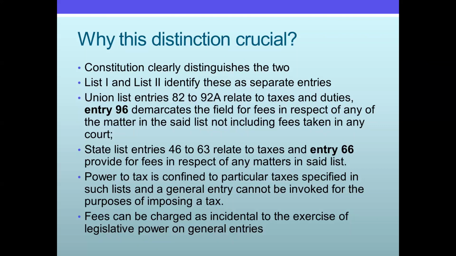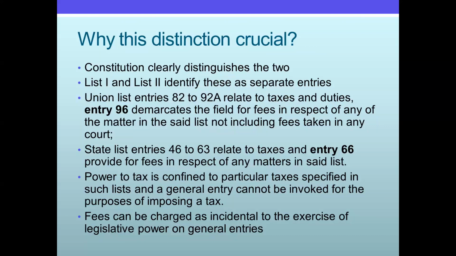So when you have this entire list which is set out, general entries, taxing entries, entry for the fee. If a public authority comes up with a tax, it has to get itself identified in one of the taxing entries. But when it comes to imposition of fees, that stringent requirement has not been placed on the public authority. Fees can also be charged as incidental to the exercise of the legislative power on general entries, right?